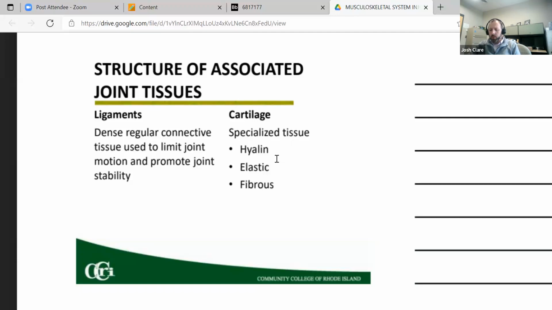Cartilage is specialized tissue with hyaline, elastic, and fibrous types. Hyaline cartilage is found on some joint surfaces, like costal cartilages. Elastic cartilage is springy, like in the ear. And fibrocartilage has more collagen for movement and weight-bearing forces, just like intervertebral discs, menisci, and the AC joint. So those are three different types of cartilage.